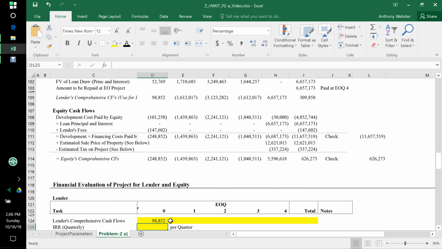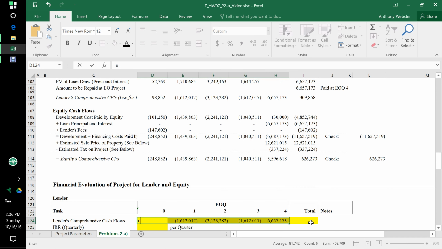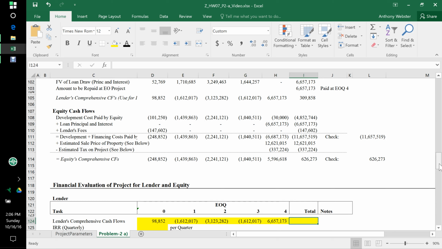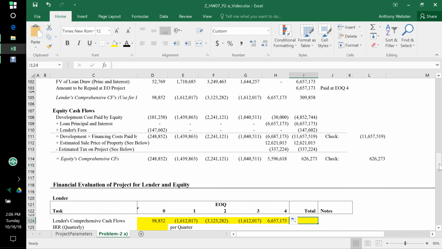So the 98,852, and I can just copy the rest of these over. Whoops. And let me just make sure that I'm not going to get in trouble with the total if I do the same thing. And I can do the same thing, I can see. So I'll just do that.